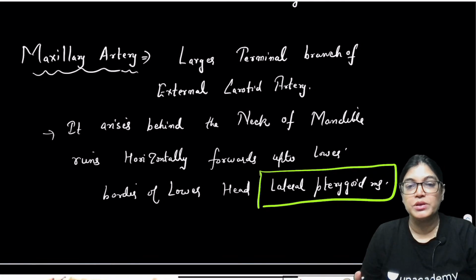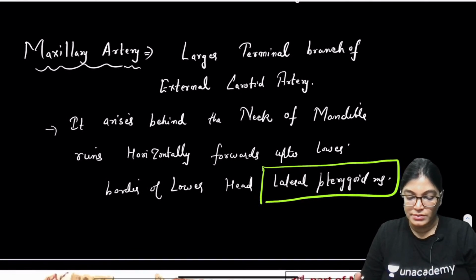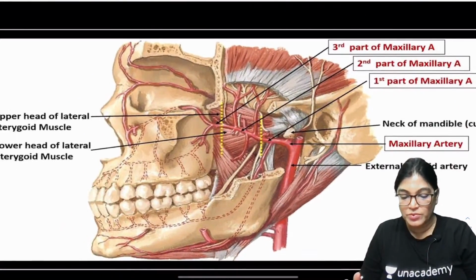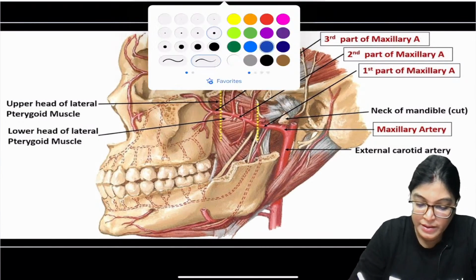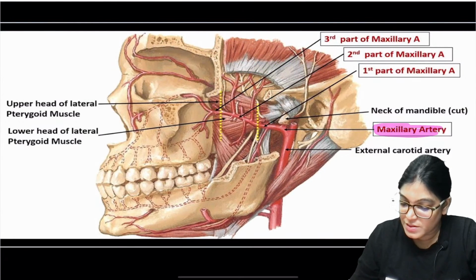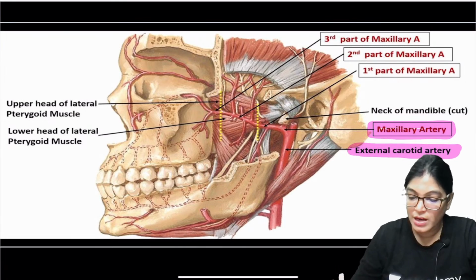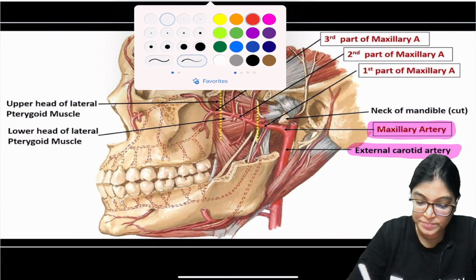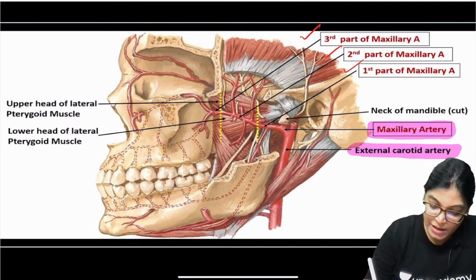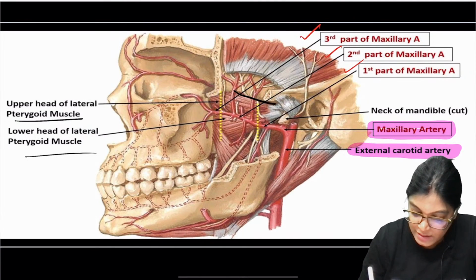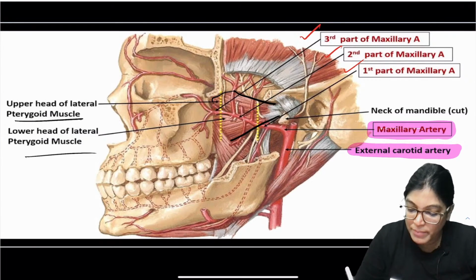The maxillary artery is divided into three parts by the lateral pterygoid muscle, first, second and third. Before writing, I would like to show this diagram. My dear aspirants, you can see here that this is the maxillary artery originating from the external carotid artery, its larger terminal branch. You can clearly see the third part, second part and first part. Firstly, highlight the two heads of lateral pterygoid muscle. The outline I am showing is the lateral pterygoid muscle, and this is the mandible neck.